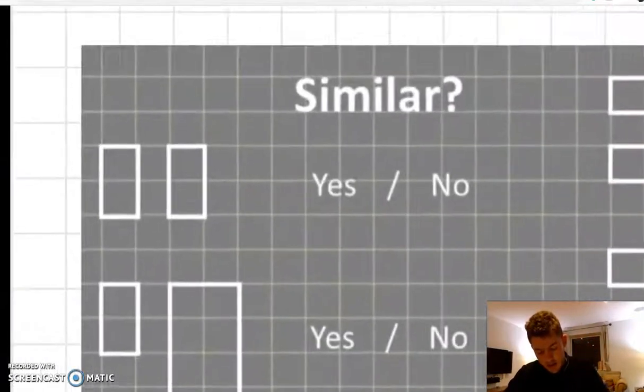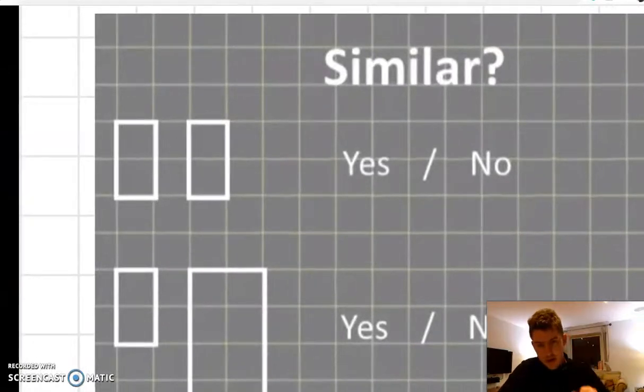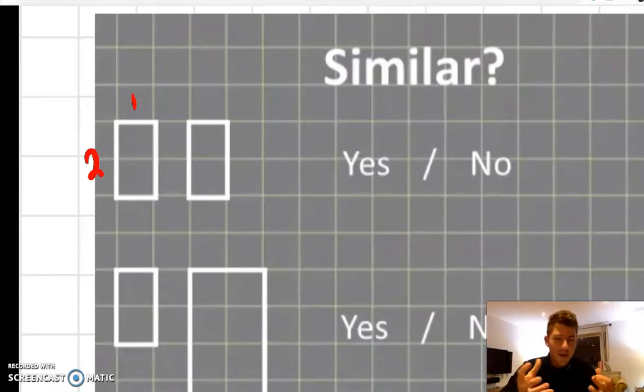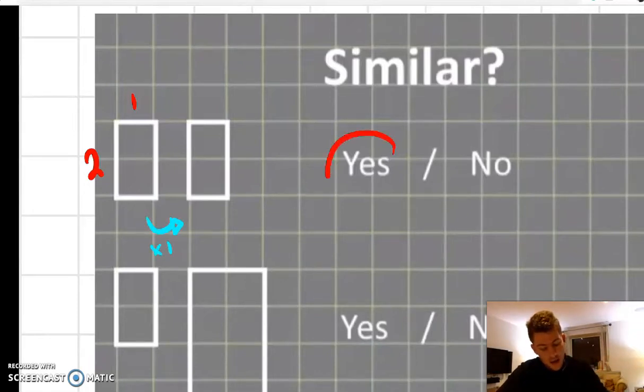Here's an example. We've got rectangles that follow a simple height of 2 by 1. This shape is identical, it's actually congruent, but we multiply it by 1. It's a scale factor of 1. Are they similar? Yes.